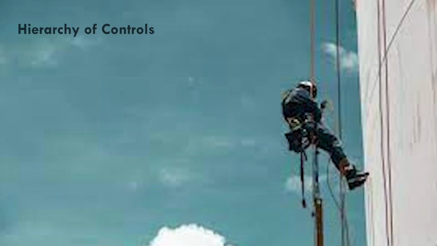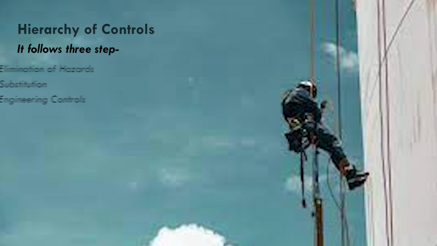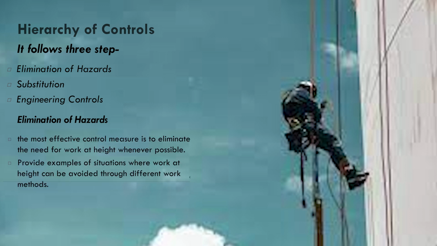Now, we discuss hierarchy of controls. It follows 3 steps. First is elimination of hazards. If you can't eliminate the hazard, then we substitute it and then we apply engineering controls. Elimination of hazards. The most effective control measure is to eliminate the need for work at height wherever it is possible. Provide examples of situations where work at height can be avoided through different work methods.